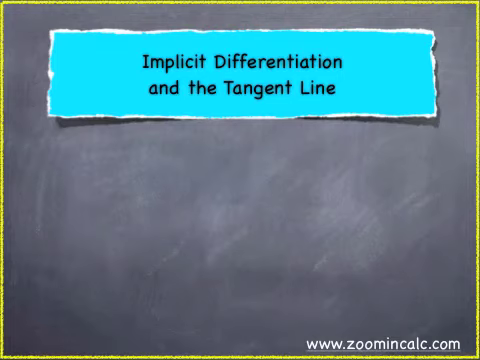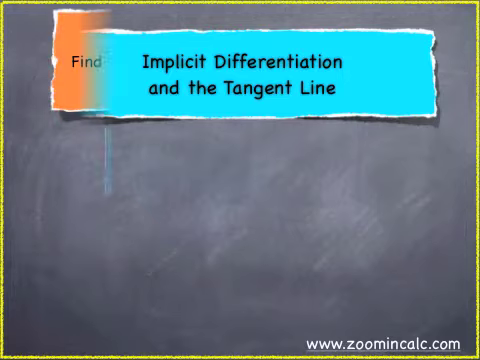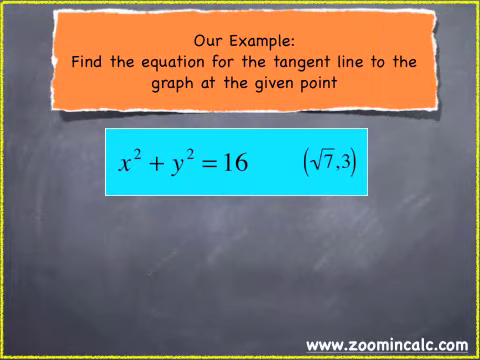Welcome. Today we're going to learn about implicit differentiation and the tangent line. So we're going to concern ourselves with this particular example. And in our example, we're asked to find the equation for the tangent line to the graph at the given point. So what does our graph look like?